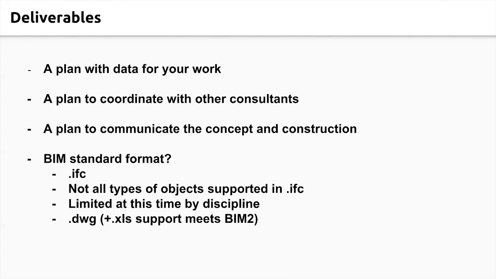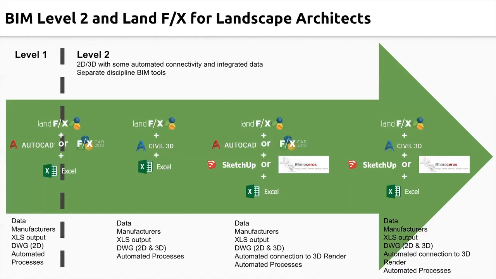And DWG, as long as you're working with an integrated data set that can export to an XLS file, which is an Excel file, that definitely meets BIM level 2. And we'll look along that line of BIM level 2 because it is a spectrum. It's not a fixed, okay, you're here and it can't get any better than that until we finally get to 3. No, it can actually get better and better and better, and you get more benefits as you go along.